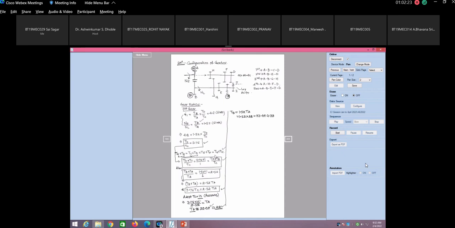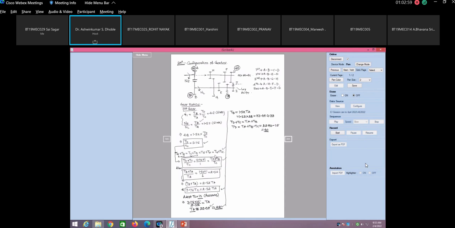So this TB is 33. Now you know that TD plus TC is equal to TA plus TB. So TD comes out to be TA plus TB minus TC. So TA is 22, plus 33, minus TC, you took TC as 15, so this comes out to be 40. Okay, so I have written 40 here.